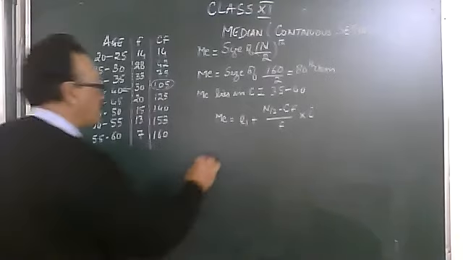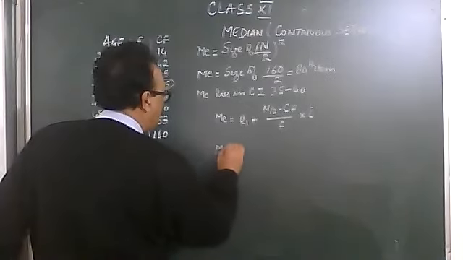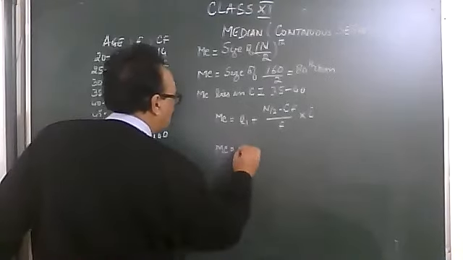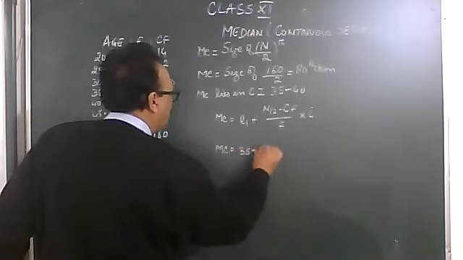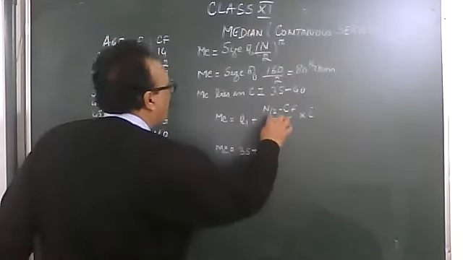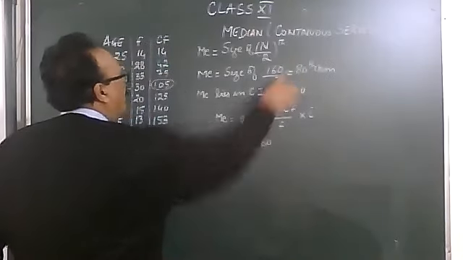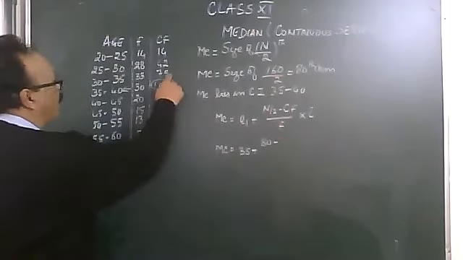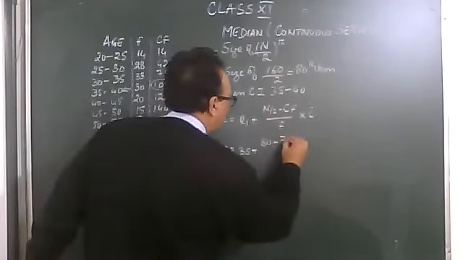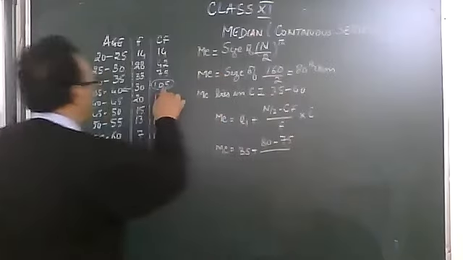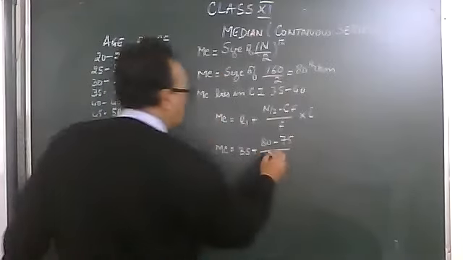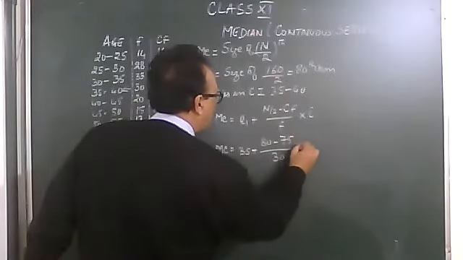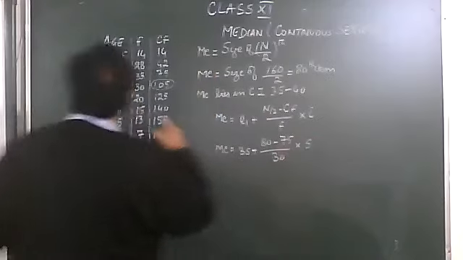Okay, so now let us use the values. Median is equal to, what is the lower limit? 35 plus n by 2 is 80. We are calculating here n by 2 minus CF is the one above that, 75. Frequency is the one at the side of it, or front of it, 30. I is 5, that is the class interval.